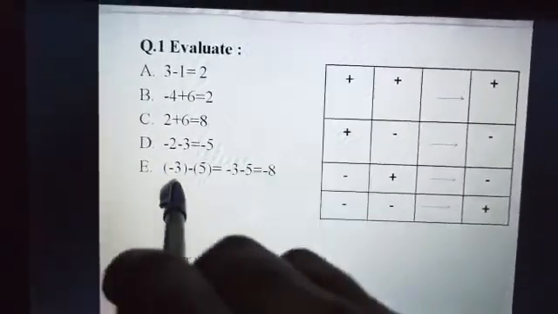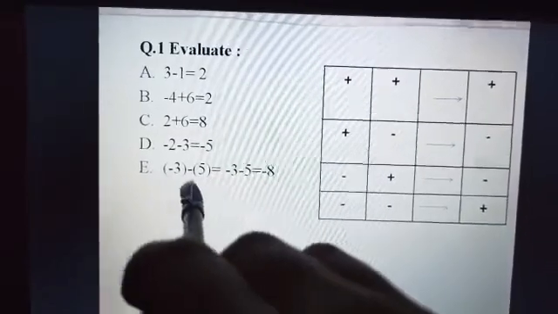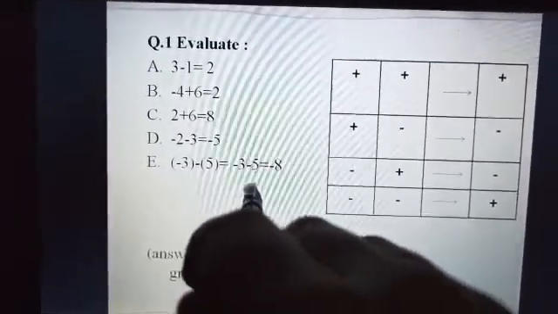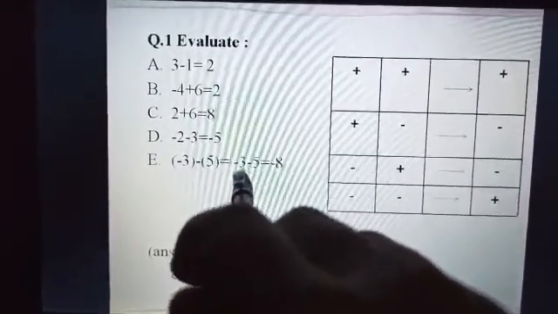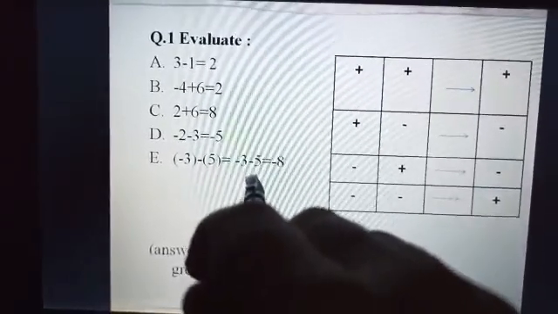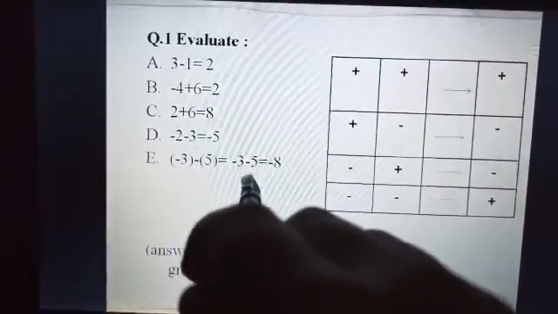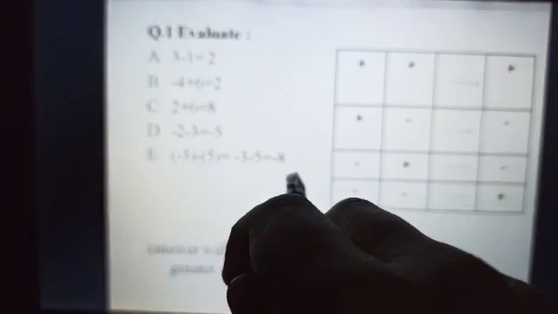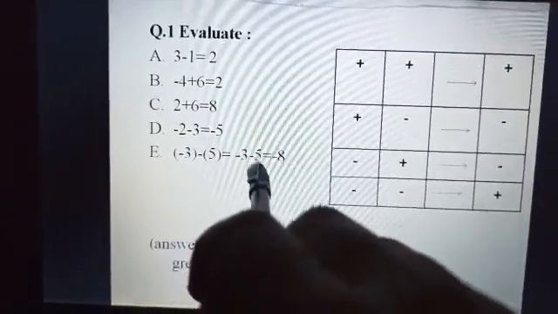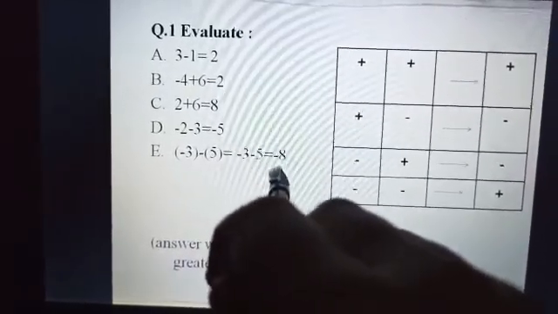Next is minus 3 minus 5. First you need to remove the brackets, which gives minus 3 minus 5. Again we have the case of minus minus. For minus minus we have to perform the plus, which is equal to 8. And the greatest digit has the sign of minus, therefore minus 8.